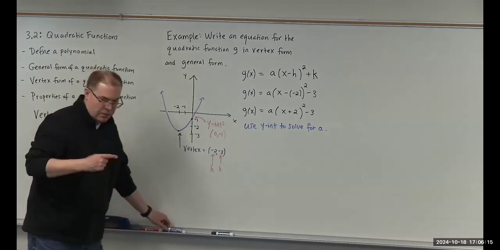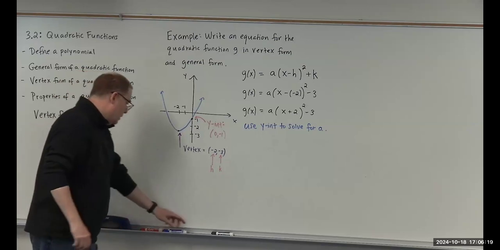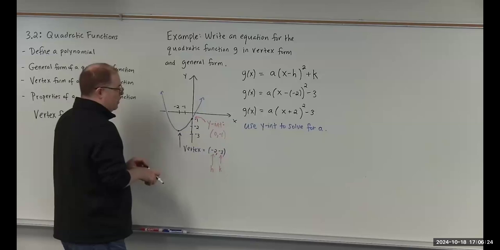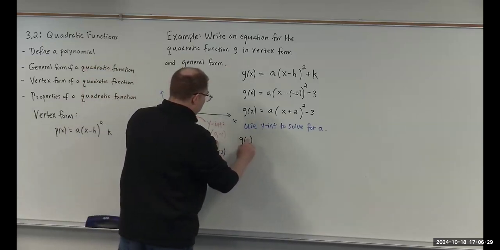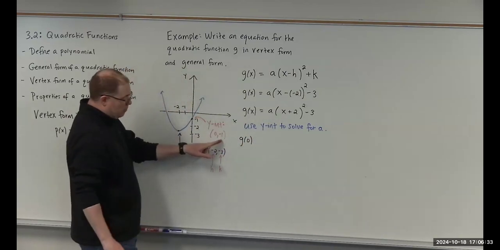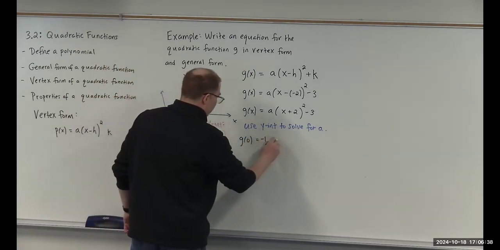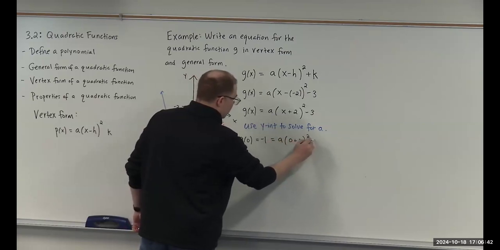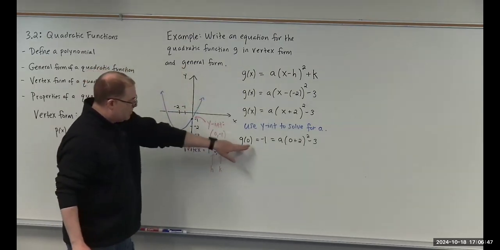Okay, so we use a different point on the graph, something besides the vertex. Right, so this is what we have. We know that g of zero, when x is zero, your output is going to be negative one. And so we have a times zero plus two squared minus three. So you let x be zero, and we know g of zero is negative one.